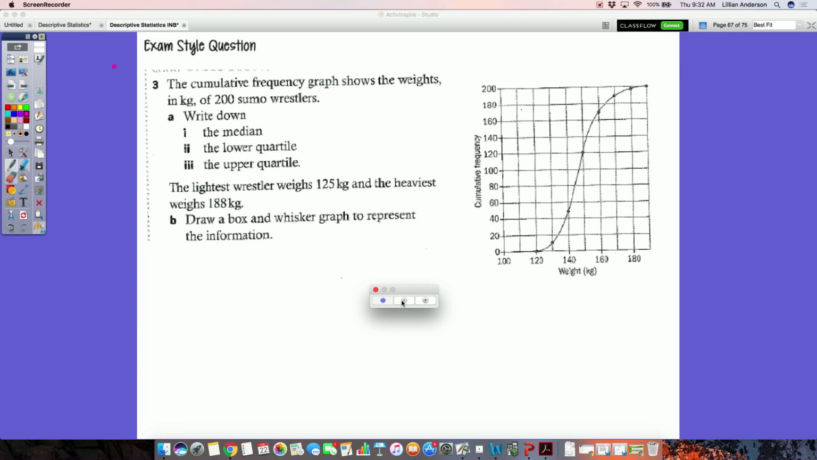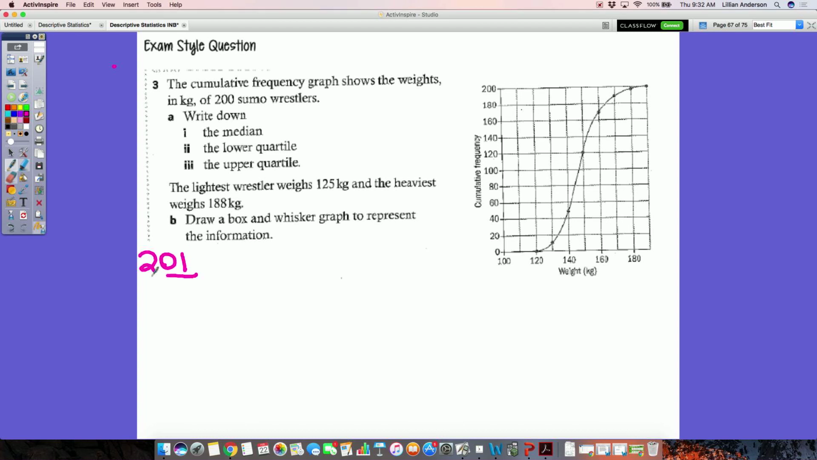So again, the formula, n plus 1 over 2 to find the median. You get 100.5, which means you need to go to 100.5, which is basically right at 100. Go over, drop down a perpendicular. And yes, the scale's a little bit more open, okay?